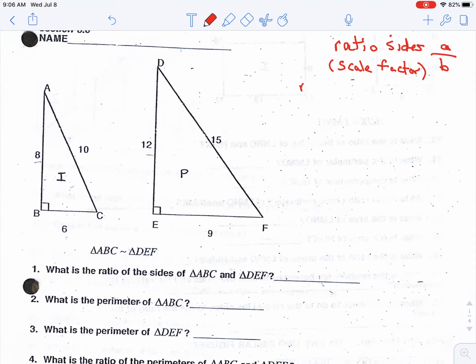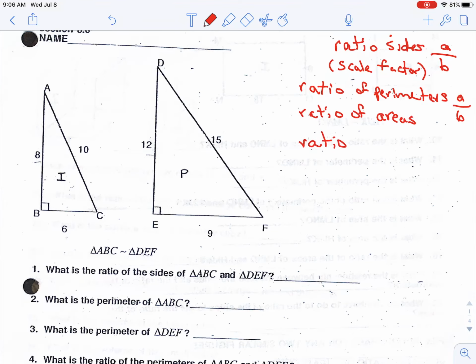The ratio of perimeters is the same. It's also A to B. But what we're going to explore in this video is, what about the ratio of their areas? Is that A to B? Or what about the ratio of their volumes?